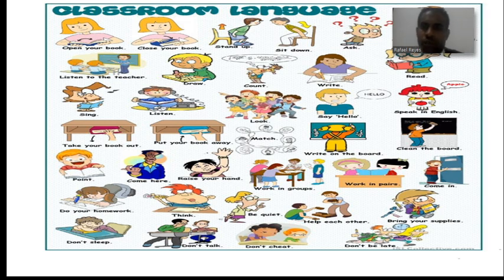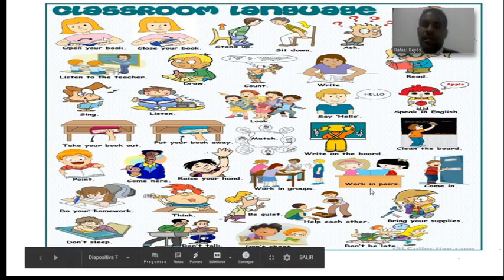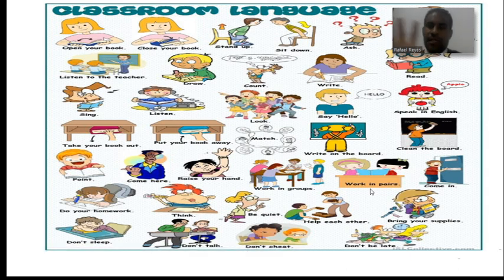Work in groups. That means that you're gonna work with another partner or you're gonna work with another student. You and the student, and you are a group of two, group of three. Work in group. Work in pairs. Work in pairs is this one here. That means that you're gonna work by twos, all right? Only twos, one and two, that's it. Two students. That means that you work in pairs.